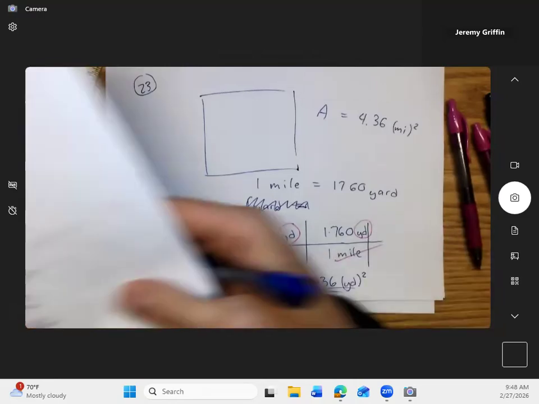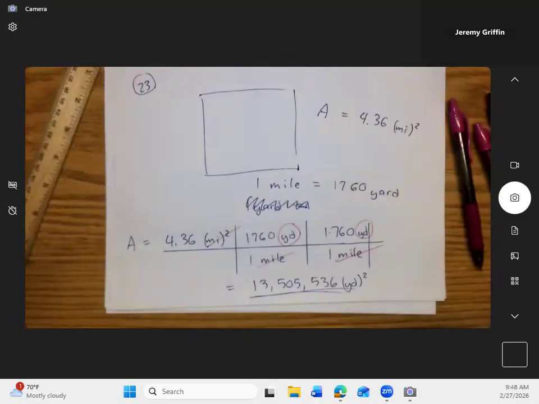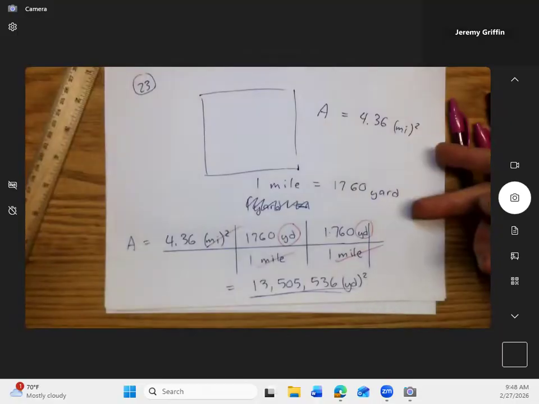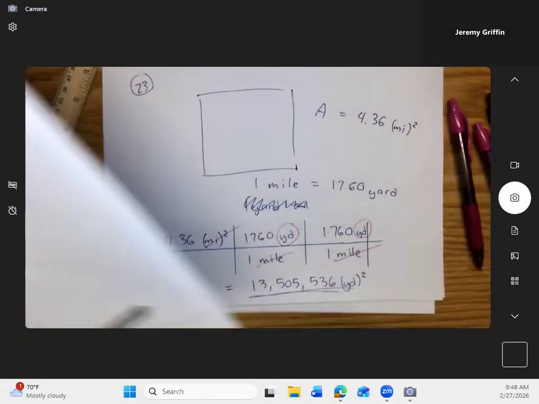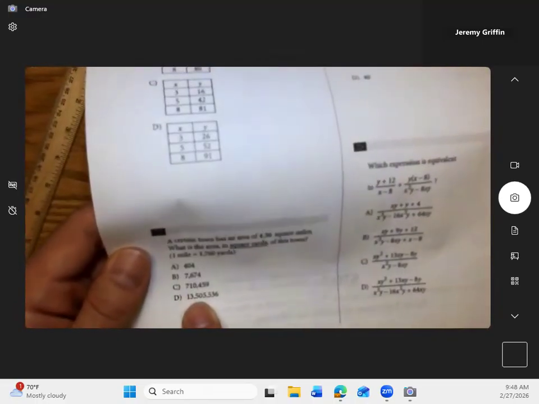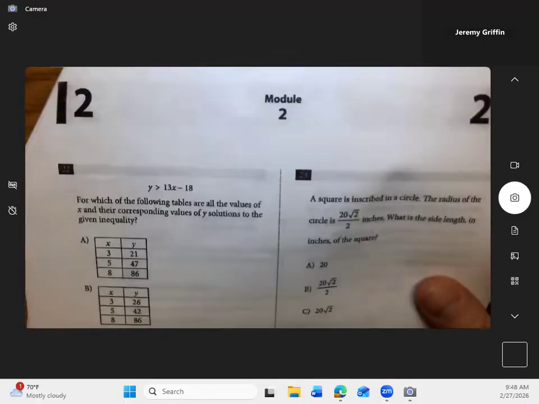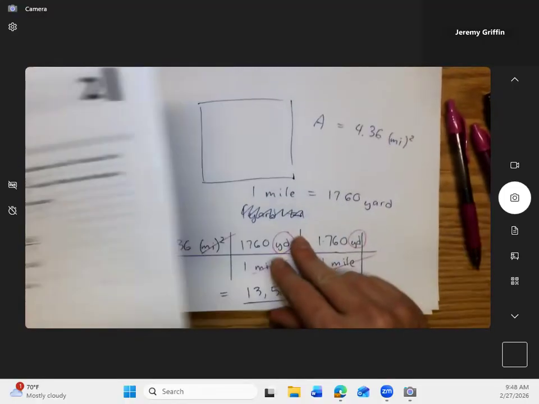Just multiplying the 36 times that wouldn't quite do it, because 4.36 is a square value and 1760 is a linear value. So you have to square that. So the answer is D. 23 is D. All right, you guys got 23 is D? Okay. All right, 24. A square is inscribed inside a circle.